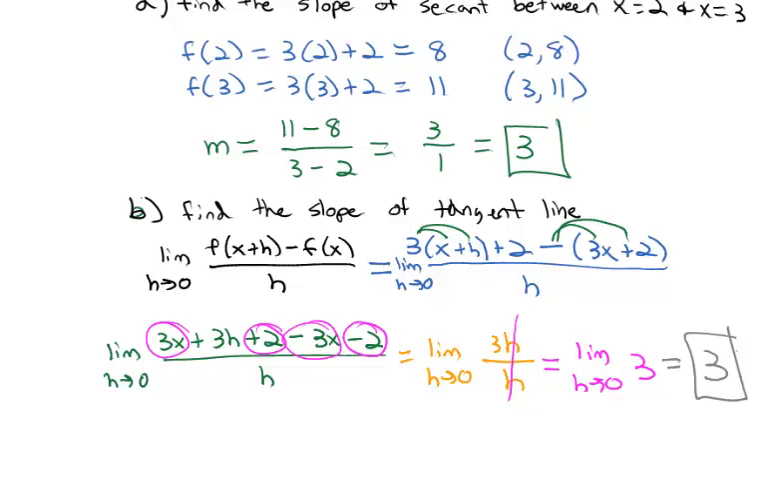And because there's no variables in here, the slope of the tangent line is always going to be 3. Doesn't matter what x is, the slope of the tangent line is always going to be 3. So let's see if we can go to a little bit more interesting problem to play with.